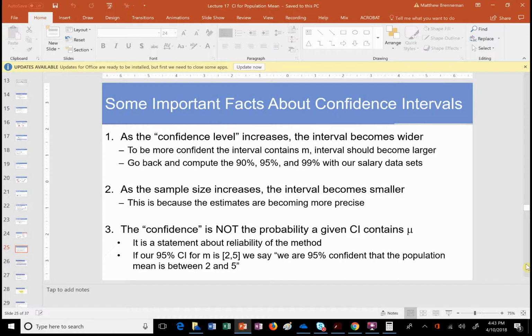The first is that as the confidence increases, the interval becomes wider. And again, that's common sense. If I want to be more confident that I'm containing the true value, I have to have a wider interval. As the sample size increases, the interval becomes smaller. Well, if you think about it again, it makes sense, right? Larger samples, more precise estimates, smaller error bars. Now, why does that happen mathematically? Well, the reason why it happens mathematically mostly is because the estimated standard deviation for X bar goes down as the sample size goes up. That's the major reason.